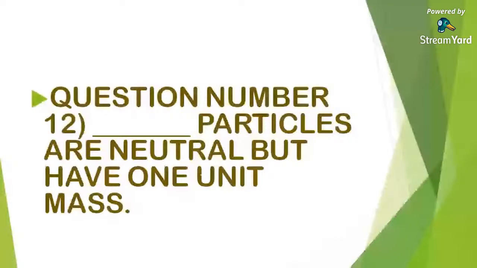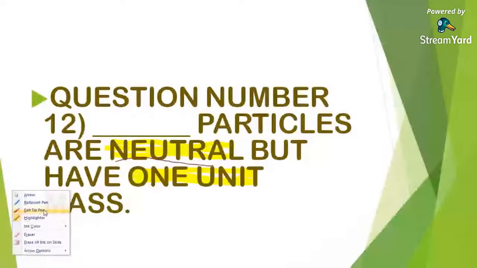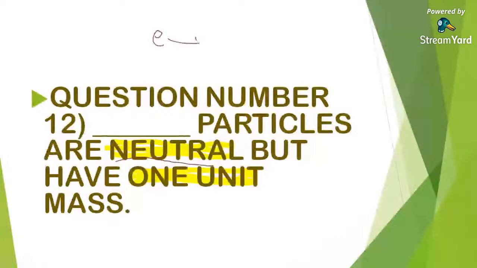Now the next question is, dash particles are neutral but have one unit mass. Yes, very good. Just now I have discussed that in an atom, three particles are there: electron, proton, and neutron. In this, electron is negatively charged, proton is positively charged, and neutron is what? Chargeless. So now here you can give the answer very clearly, and I know you will give the correct answer.